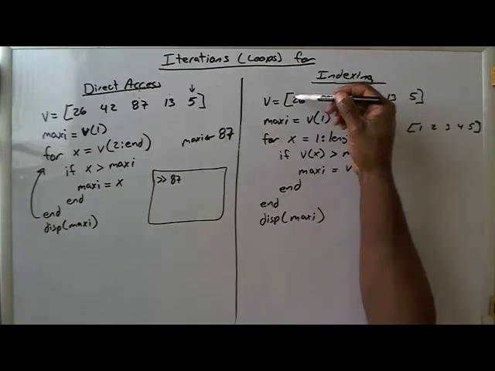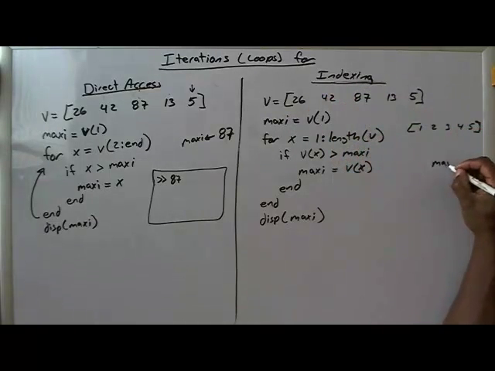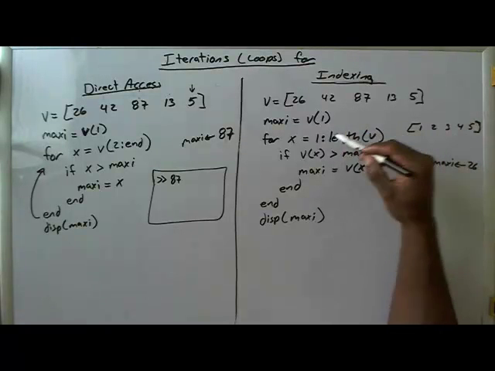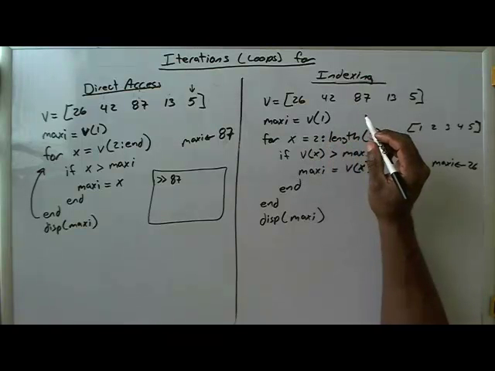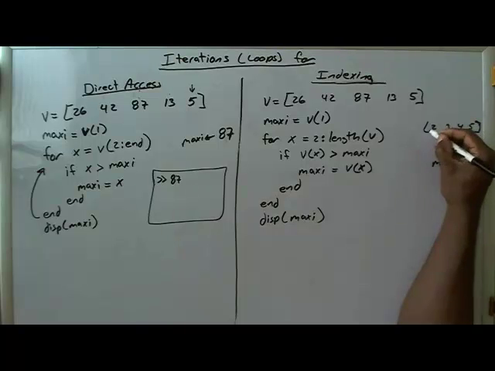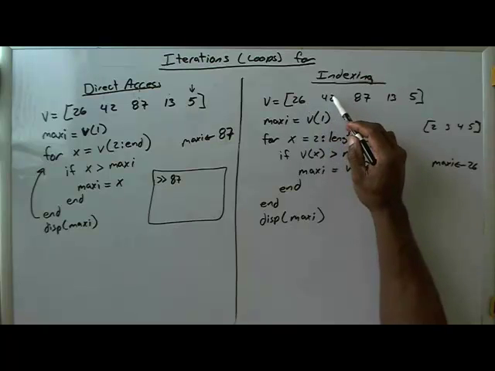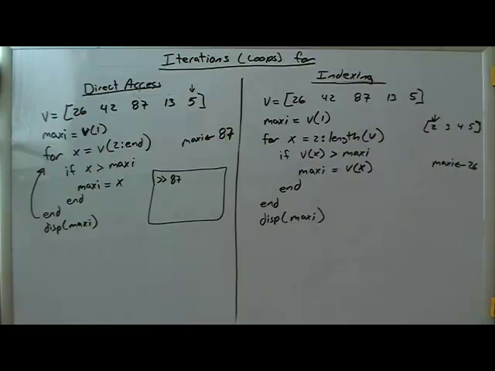We come through, this is v, maxi equals v sub 1, so maxi gets the value 26. For x, so actually this is incorrect. We don't want x to go 1 through the length. We want x to start at 2. And so it's going to go from 2 to the length. So instead of starting here at 1, x is actually going to do this, right? Because we've already set maxi to this one, so we can start here at the second element. So the code is x equals 2 to the length of v, right?